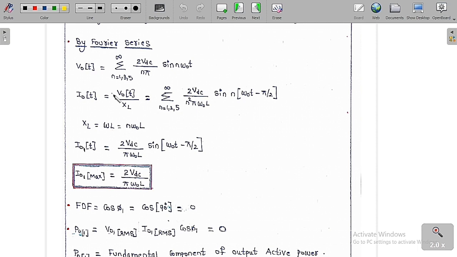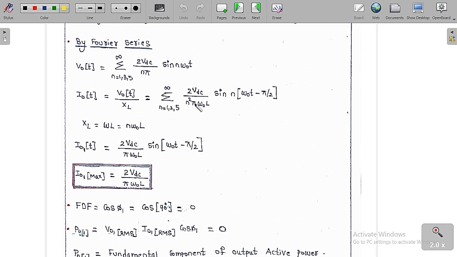Now I want to figure out the output current. So output current is equal to output voltage by XL. So finally we are going to get the sum over n = 1, 3, 5 up to infinity of 2 VDC by n pi into XL, where XL means simply n omega naught L. XL is equal to omega L, whereas omega is equal to n omega naught because it's the harmonic frequency, so n times the fundamental. So in place of XL, substitute n omega naught L.